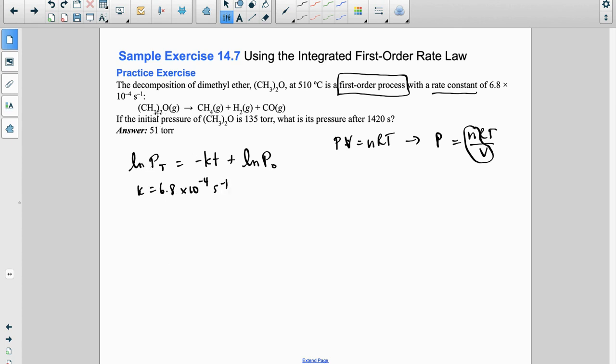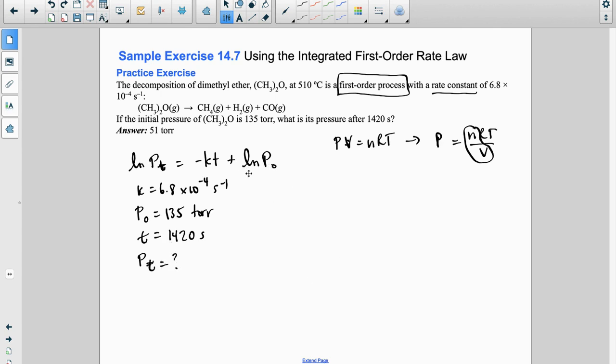Okay, what else do we have here? Initial pressure is 135 torr. Pressure after 1420 seconds, that must be my time. And P sub t, should use a t rather than a large T, is my unknown.